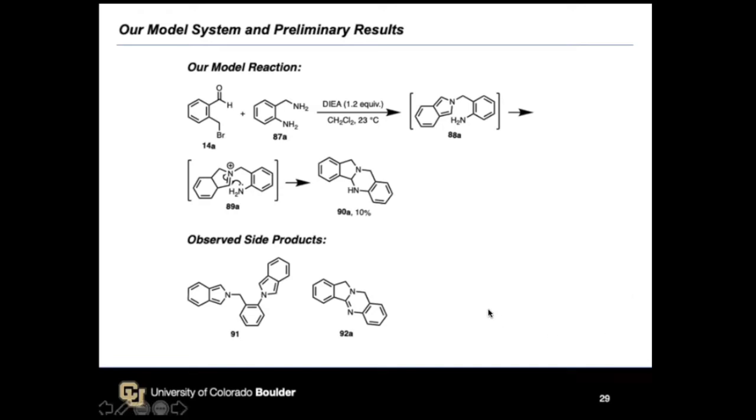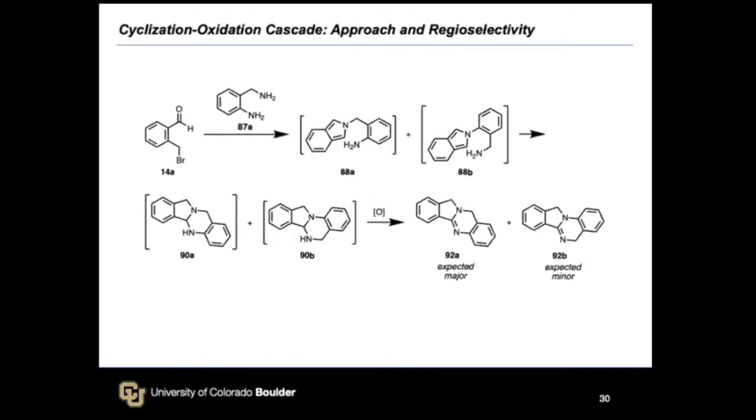One of the side products that we observed was this oxidation product number 92A, which is likely formed via aerobic oxidation. We were particularly excited by this product because it is more similar to the biologically active compounds that I said I will come back to, and that's because it has an amidine functional group. So in our envisioned approach, we would form the cyclization products from the isoindole and then oxidize them in situ.